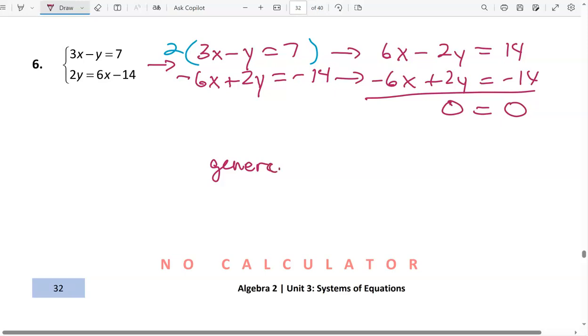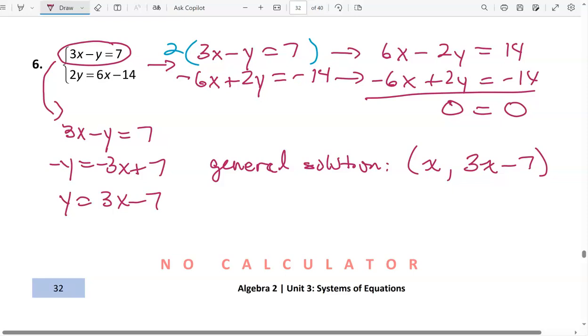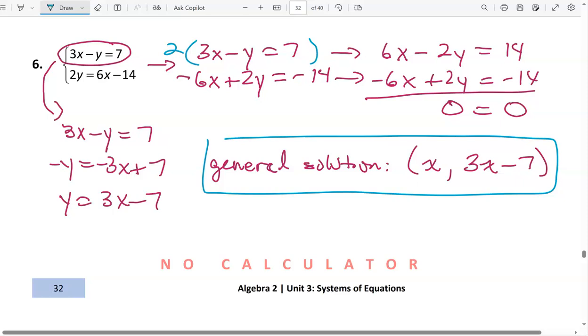And so our general solution will always be an ordered pair x, and now we need what y is. Let's take this first equation here and solve this equation for y by subtracting 3x and dividing by negative 1. And the y value is always equal to 3 times x minus 7. And there is our general solution for an equation that has an infinite number of solutions.